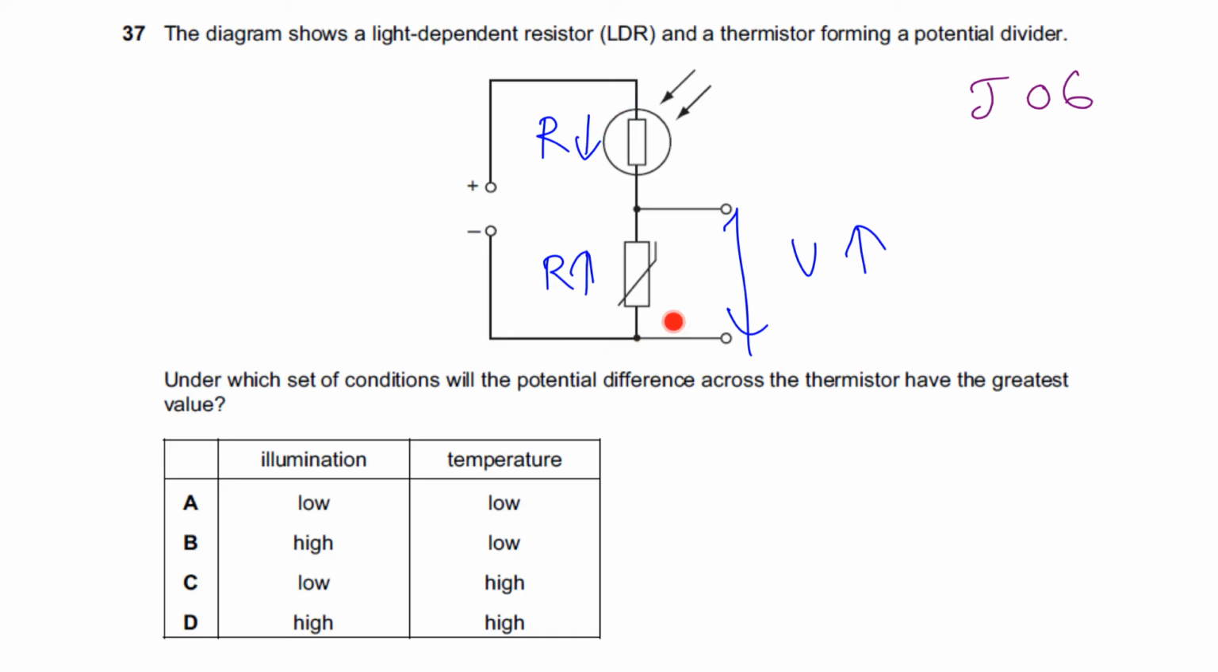So how to get high resistance here when it is cold? How to get high resistance here? How to get low resistance here? The illumination must be high, because when it's bright, the resistance is low. What about for the thermistor? For it to be high resistance, it must be hot or cold? Cold. So this must be bright and this must be cold. So that means bright means illumination is high, cold means temperature low, so B.